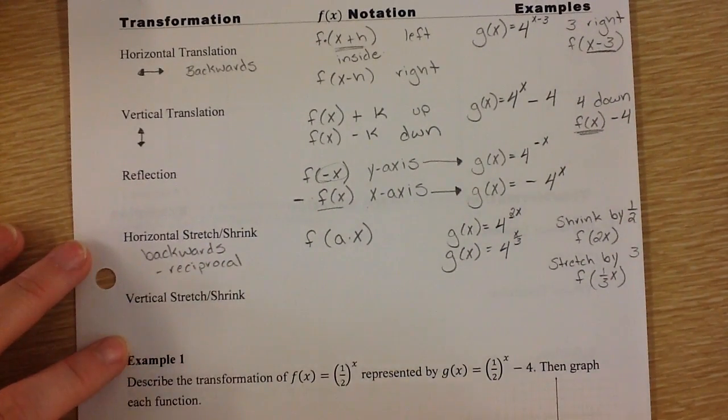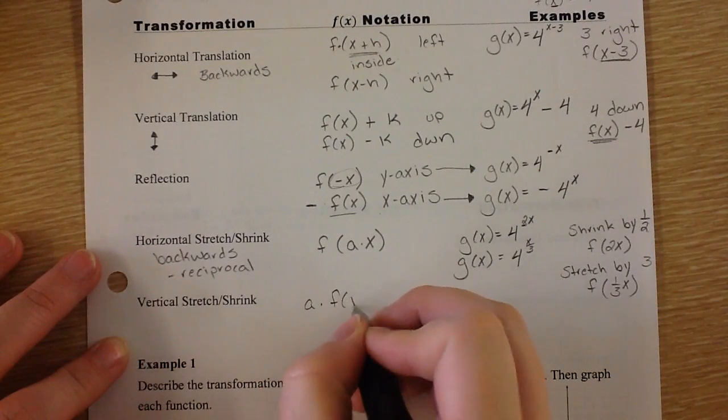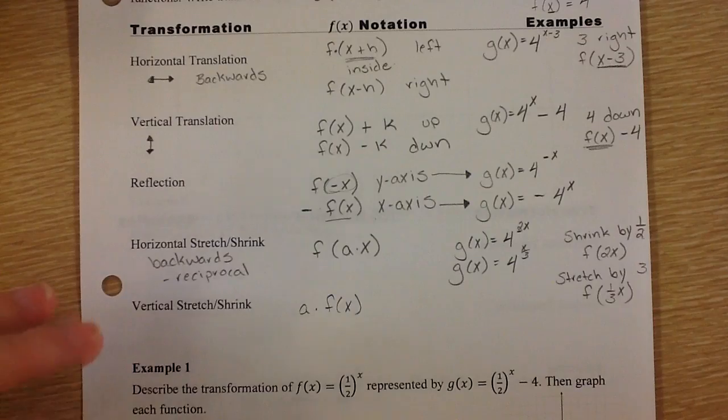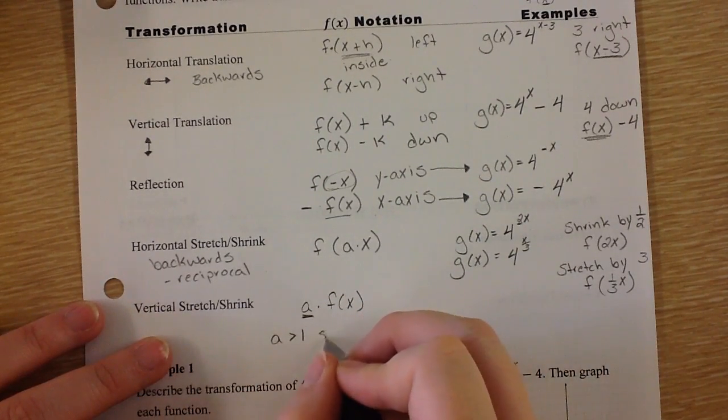Okay, vertical stretch and shrink is a little easier. You multiply on the outside of your function, a times f of x, and it works exactly how you think it would. If this a is greater than 1, it'll be a stretch.